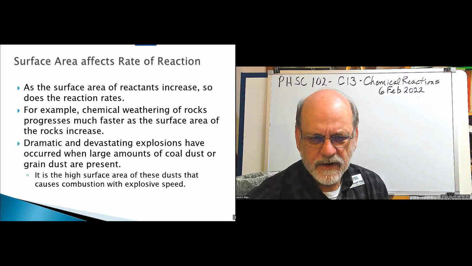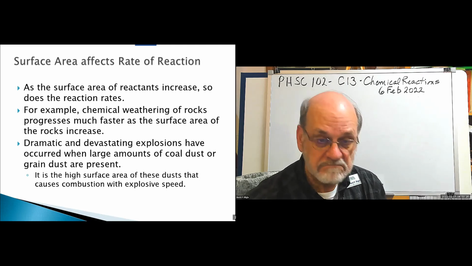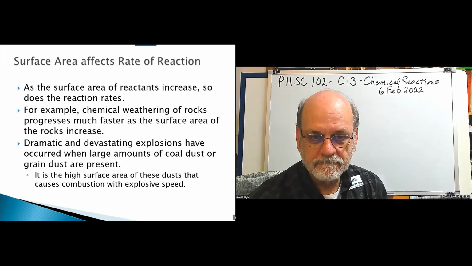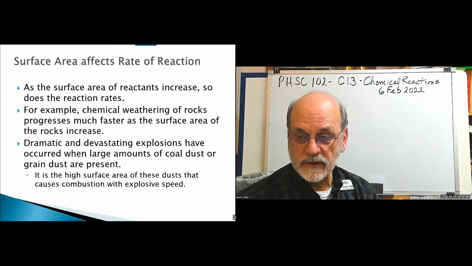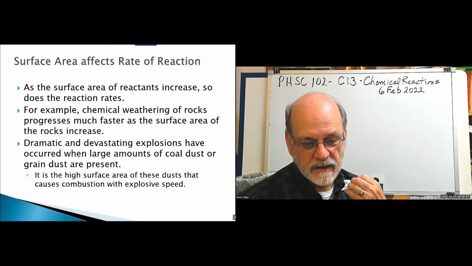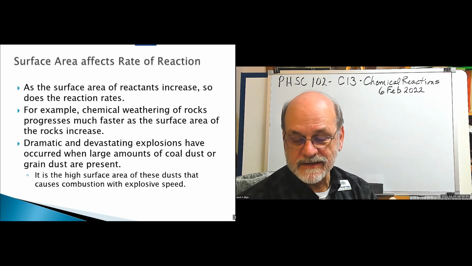Let's see, there are examples for increased surface area, weathering of rocks. It occurs faster with more surface area. Explosions. I mentioned mine explosions from coal dust buildup, but you can have combustible dust buildup in other places, like grain elevators. They produce a lot of combustible dust.